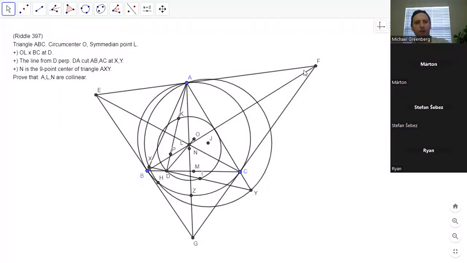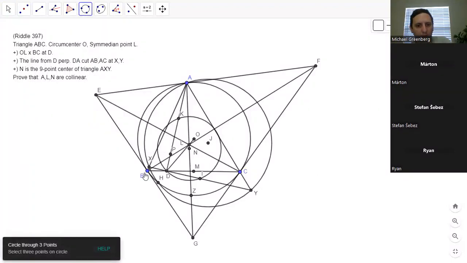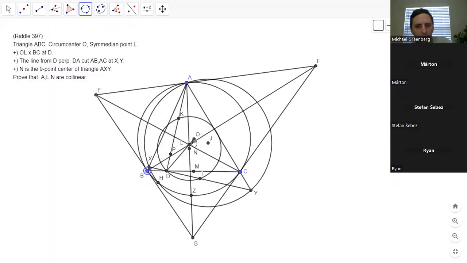Yeah, let's think about it a little differently. We have triangle FEG. L is the in-center and A is the point of tangency. And we want to show that line AL passes through N. Okay. Are points B, O, J, C concyclic? No. B, O, C, G is.